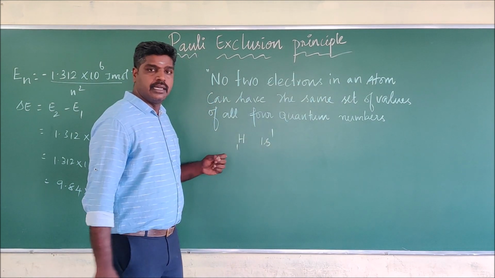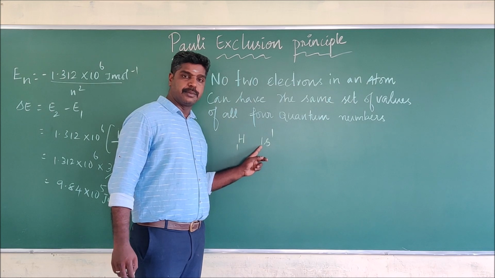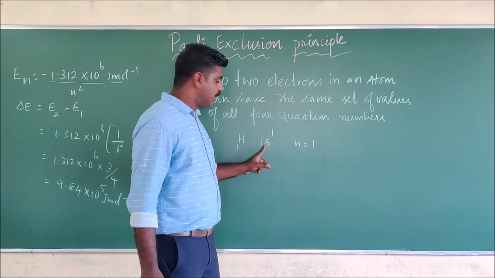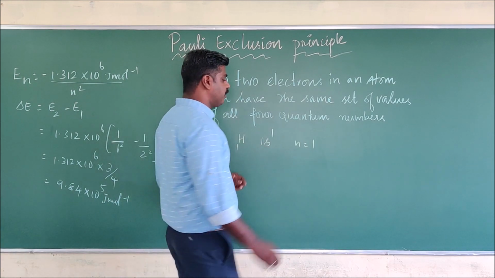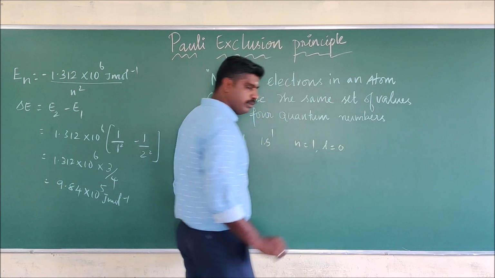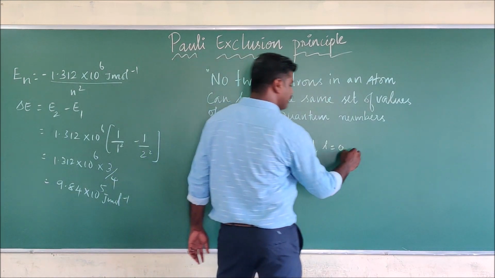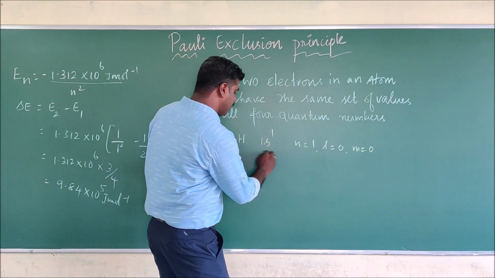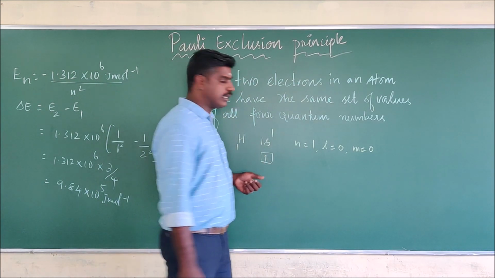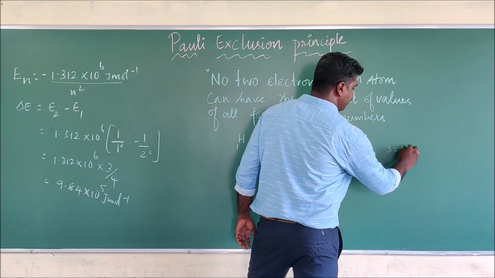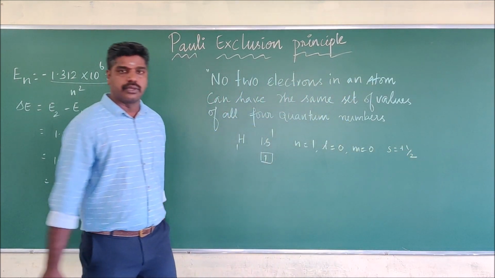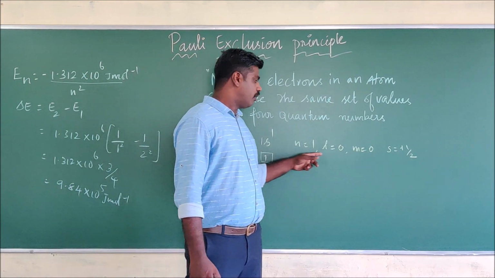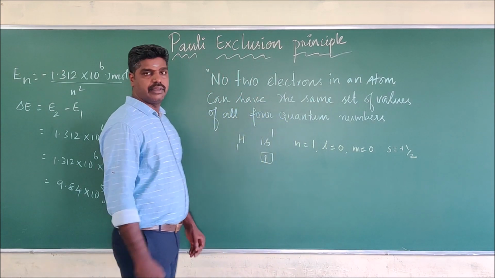1s: the 1 means the first shell, this is the principal quantum number, n equal to 1. And s is the s orbital. For the s orbital, the azimuthal quantum number L equals 0, and if L equals 0, then definitely m is equal to 0. It has only one electron. The spin of the electron is plus half, in the clockwise direction. See here, it has only one electron, so all four quantum numbers cannot be the same for two electrons.